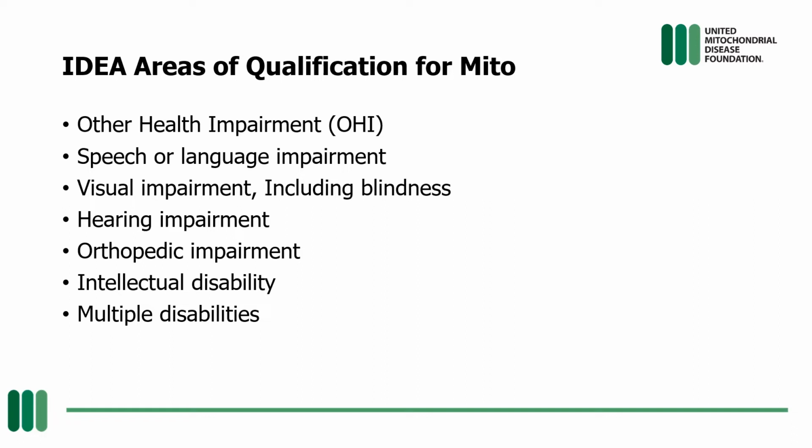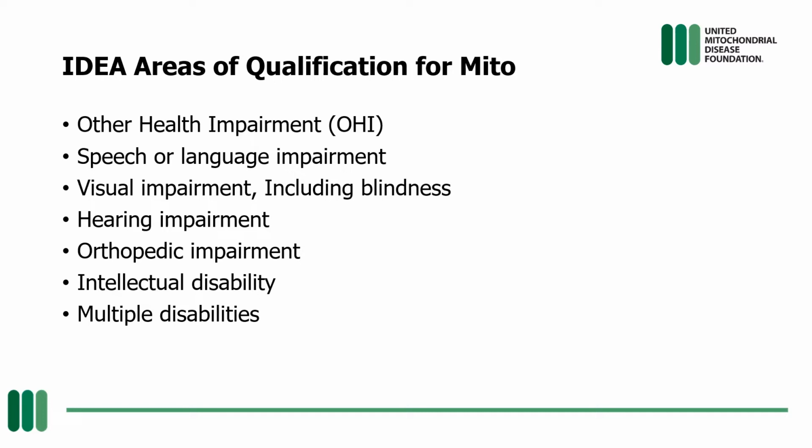So they can also qualify under speech or language impairment, vision impairment, which blindness is just under vision impairment, hearing impairment, orthopedic impairment, intellectual disability, or multiple disabilities. Multiple disability criterion in most states usually leads to the most services. I always recommend that you take whatever connects you to services and then modify it as you go on.